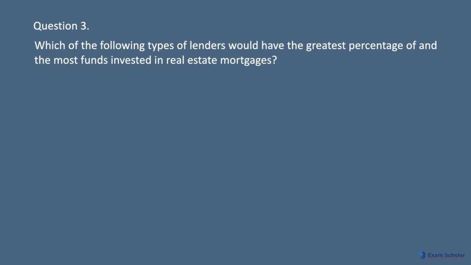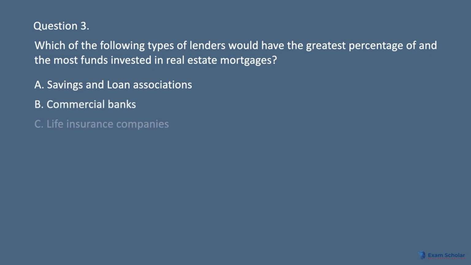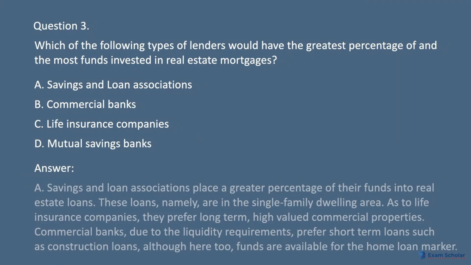Question 3. Which of the following types of lenders would have the greatest percentage of and the most funds invested in real estate mortgages? A. Savings and loan associations, B. Commercial banks, C. Life insurance companies, D. Mutual savings banks. Answer: A.